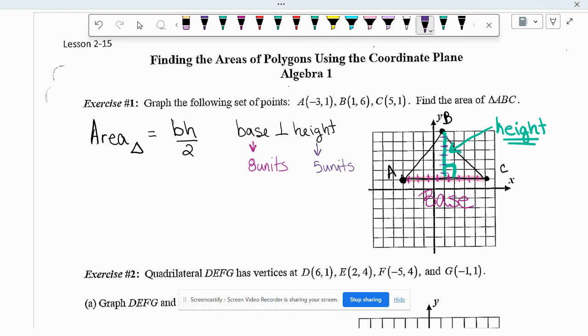So we're just going to take those two numbers and plug them into our formula. Our base times our height divided by 2. That gives me 40 over 2, which equals 20 square units. Area is squared. So this has an area of 20 square units.